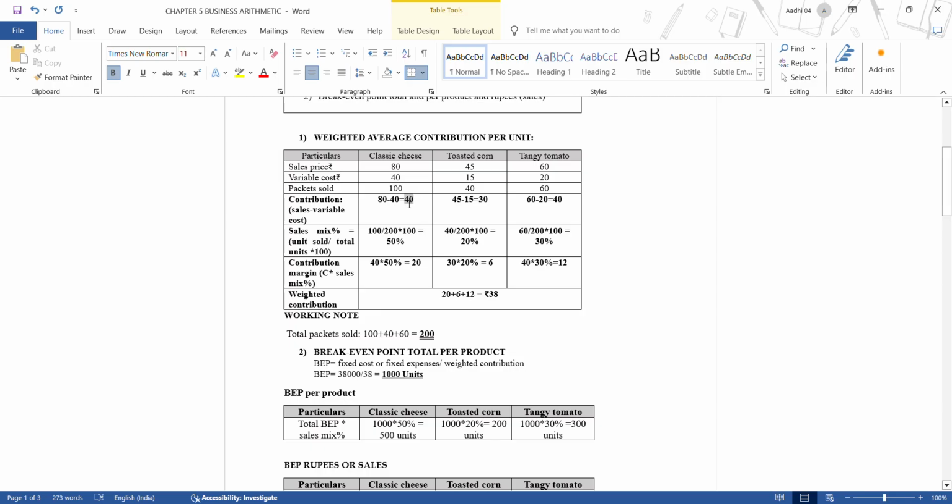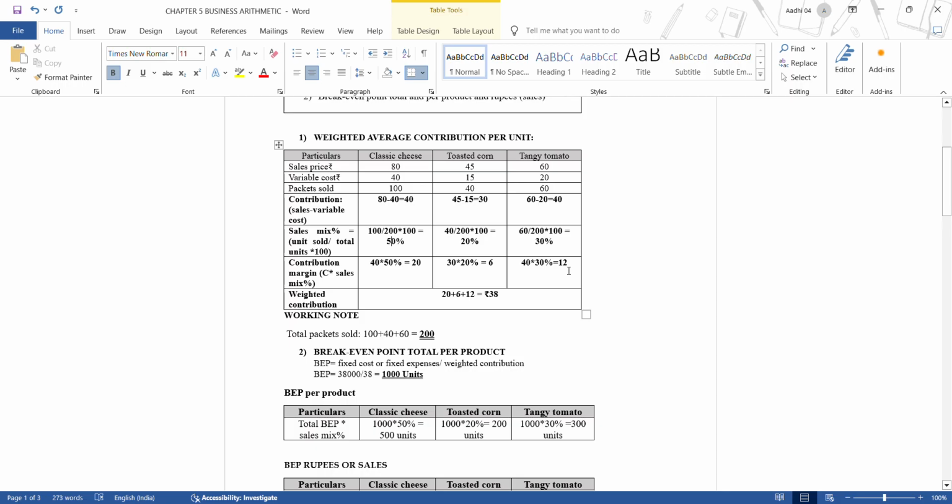So 40 into, what is the sales mix for the same? That is 50%. So what is 50% of 40? That is 20. Now same for the toasted corn. What is the contribution we found? That is 30 into 20%, that is 6. Now for the tangy tomato, that is 40 into 30%, that is 12.